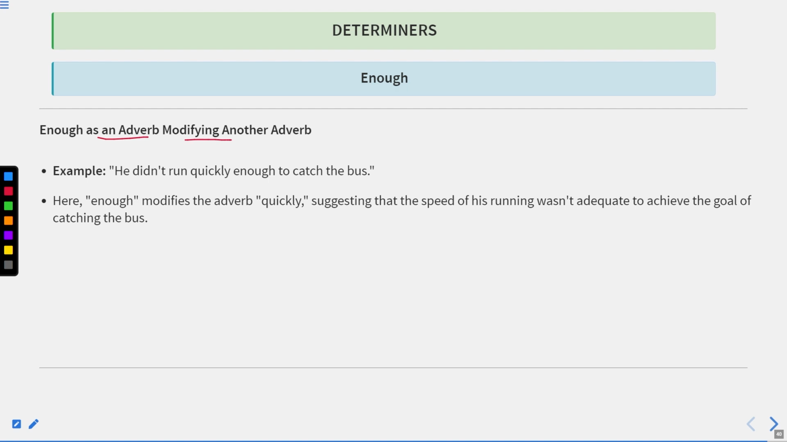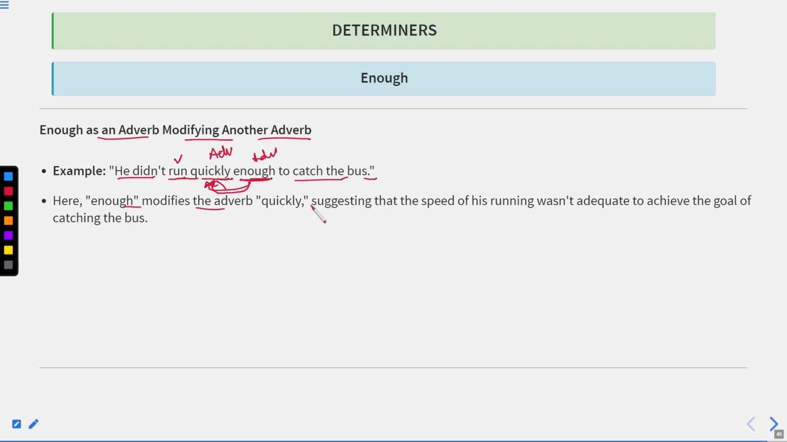Enough is an adverb modifying another adverb. "He did not run quickly enough to catch the bus." Now here in the sentence, run is a verb and the verb is modified by an adverb. So quickly is an adverb, the manner of doing the action, and enough is qualifying the word quickly. So this is again an adverb and is used after the word it has qualified.